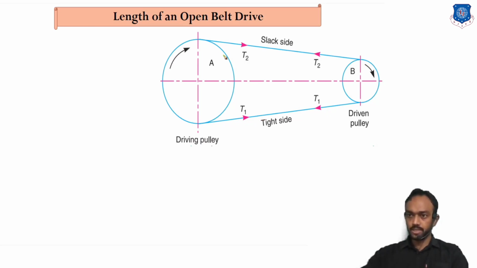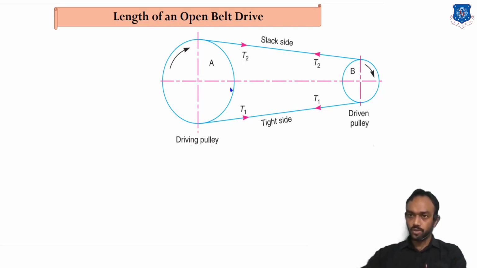You can see there is pulley A here and pulley B here. Distance between both pulleys is x, and you can see the radii, this is r1 and this is r2. So between these two pulleys, what will be the length of the belt?